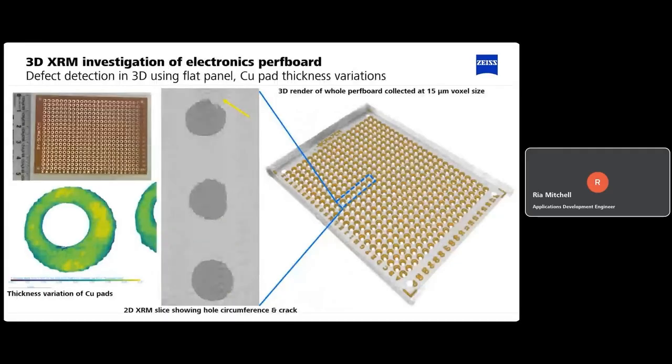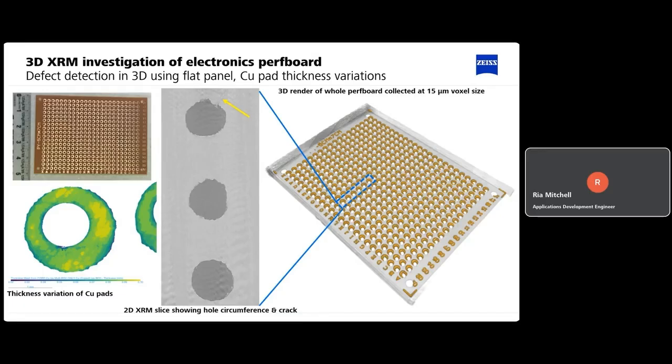Just want to touch quickly on electronic perf boards. So this is an entire perf board of about 5 by 8 or 9 centimeters, which was scanned using the flat panel on the X-ray microscope that I mentioned previously. This was at relatively high resolution of about 15 microns voxel size. And again, we can do analysis of different components within this. So we can look at the thickness variations of those copper pads that you see scattered across the surface to make sure that they're consistent, and that when they come off the production line, they're of a similar shape and size. And the same for the holes as well. So we can ensure that the hole diameter and shape and size is consistent for every part of this perf board.